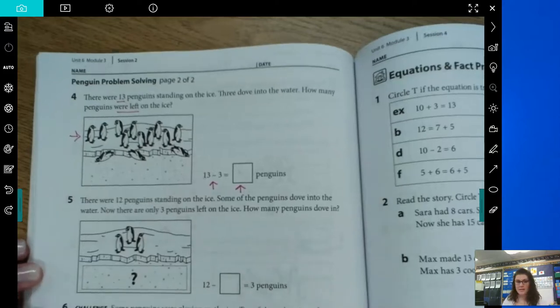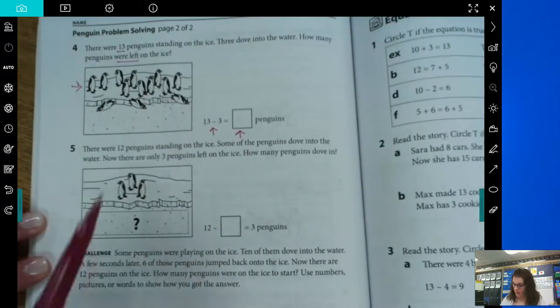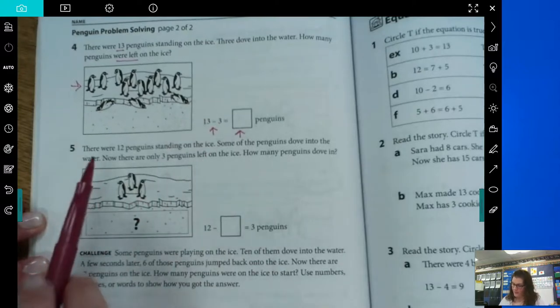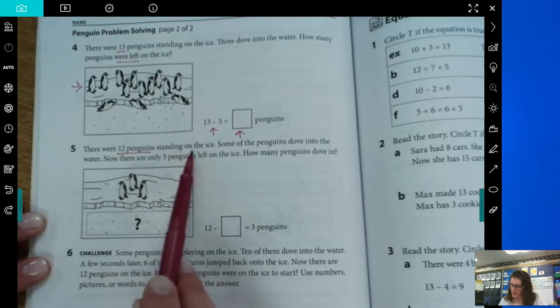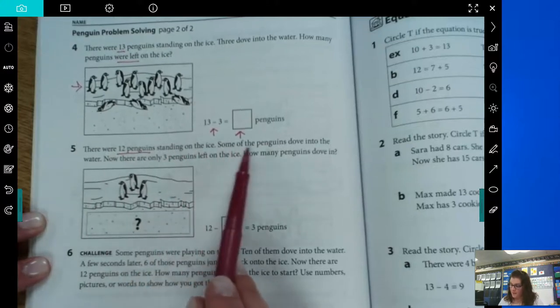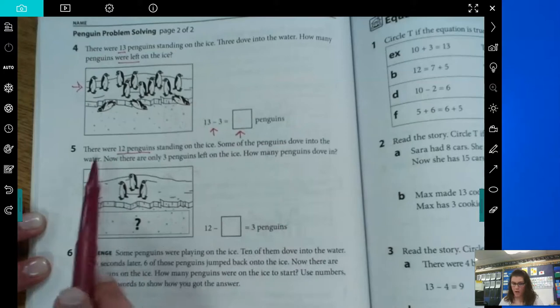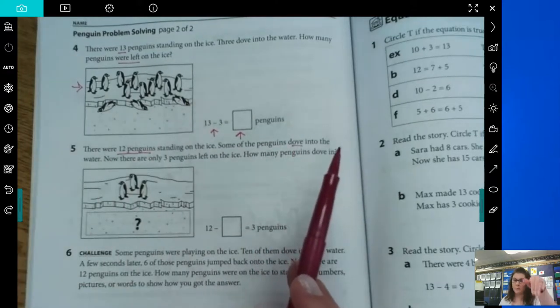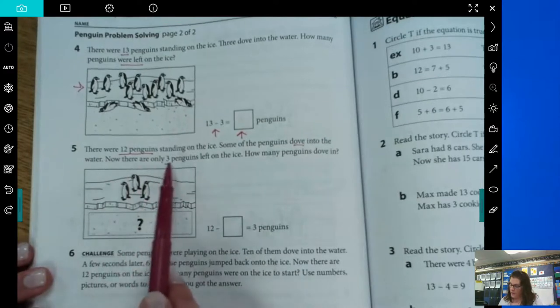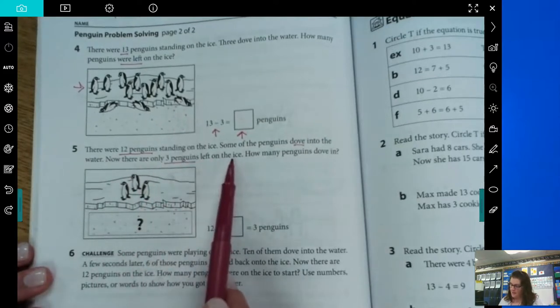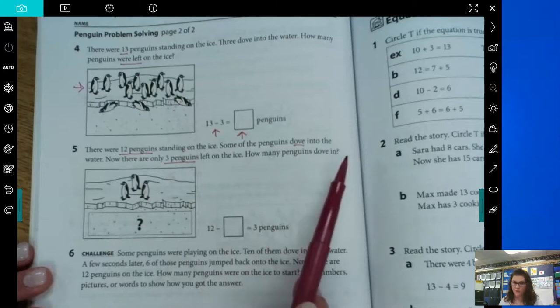All right, if you're back with me, that tells me you're all done with number 4. Now on to number 5. It says, there were 12 penguins standing on the ice. Some of the penguins dove into the water. Remember, dove just means they jumped. They went for a swim. Now there are only 3 penguins left on the ice. How many penguins dove in?